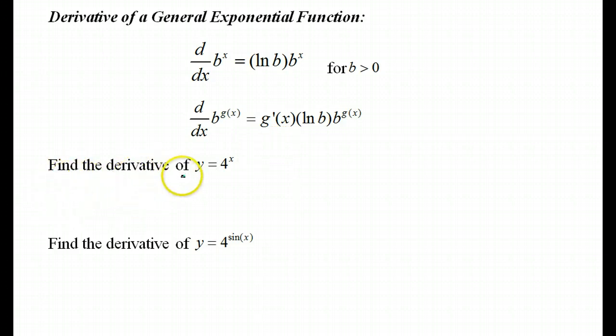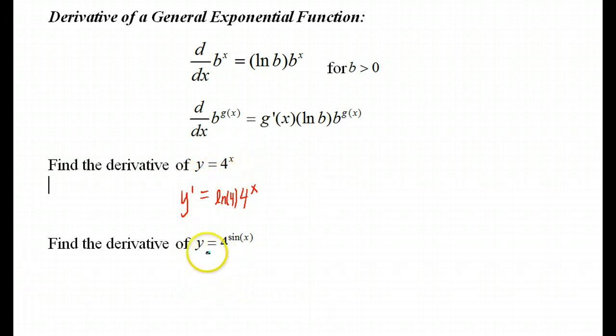When we want to find the derivative of y equals 4 to the x, we need to recognize this as a general exponential function and then apply the rule for finding its derivative. So y prime here, the derivative, is going to be, well, we just repeat the exponential, so 4 to the x, and we multiply that by the natural log of the base, so natural log of 4. So natural log of 4 times 4 to the x, that's it. I'm done. That's my derivative of y equals 4 to the x.